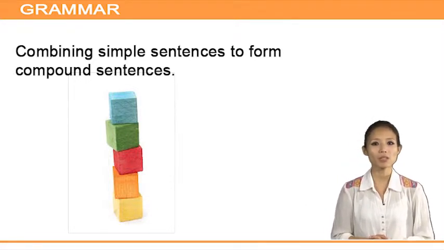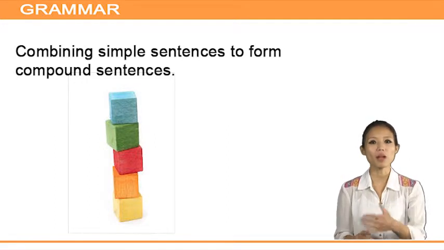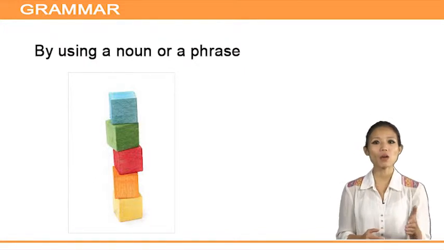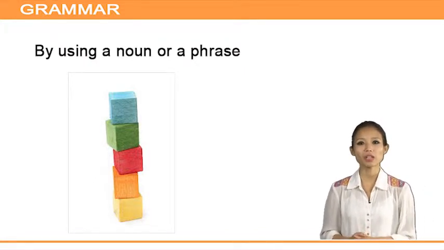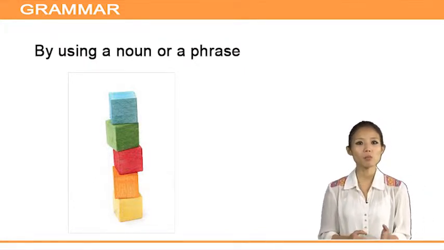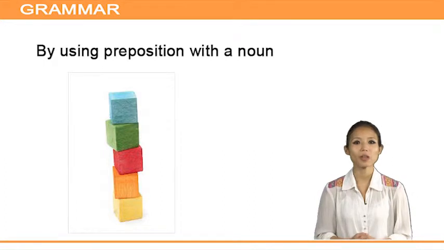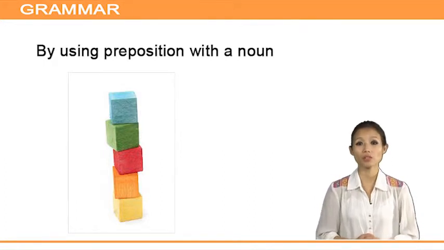By using a participle: "He jumped up, he ran away." "Jumping up, he ran away." By using a noun in apposition: "This is my friend, his name is Rama." "This is my friend Rama." By using a preposition with a noun: "The moon rose, their journey was not ended." "The moon rose before the end of their journey."